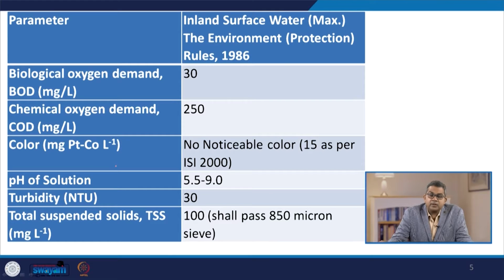Now here you see that in this particular table we have discussed the various parameters for inland surface water under the Environment Protection Rules 1986. Biological oxygen demand, BOD, is referred to as 30 milligram per liter. Similarly, the chemical oxygen demand is 250 milligram per liter. Coloring compound must not have any noticeable colors, 15 as per BIS code ISI 2000. The pH of the solution must be maintained between 5.5 to 9, turbidity should be 30, and TSS, or total suspended solids, should be 100, meaning they shall pass the 850 micron sieve.